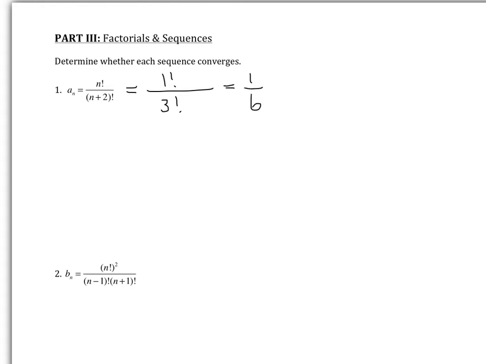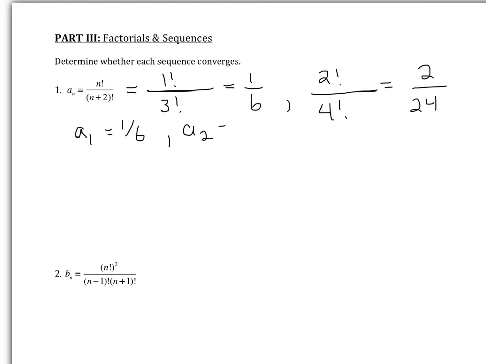And then a sub 2 would be, let's see, 2 factorial over 2 plus 2 factorial, so that would be 4 factorial. 2 factorial is 2. 4 factorial is 24, right? So in this case, a1 would be 1/6, and a2 would be 1/12, right? And then our goal is to see if the sequence converges, all right? And we found analytic techniques to do this in section 9.1, right?